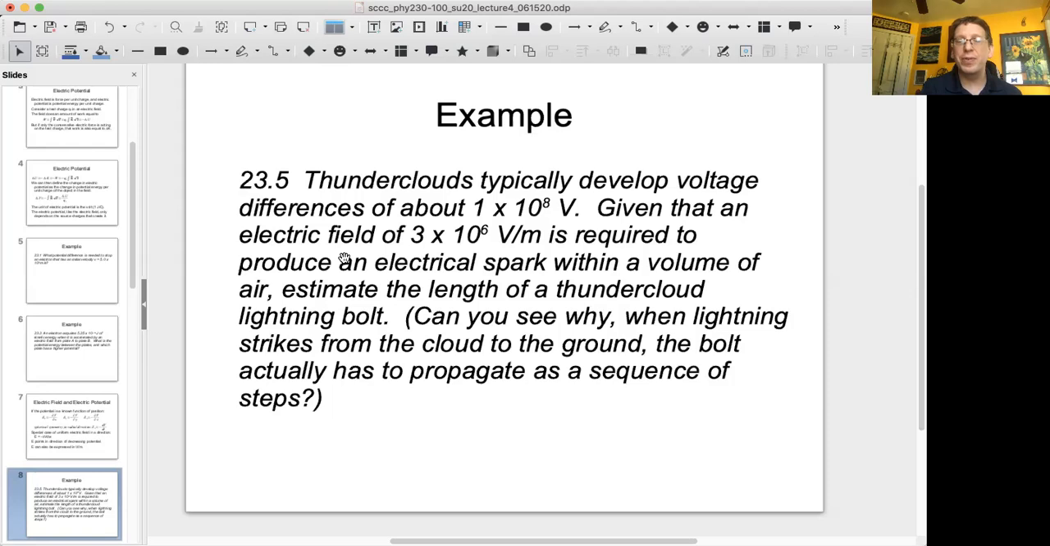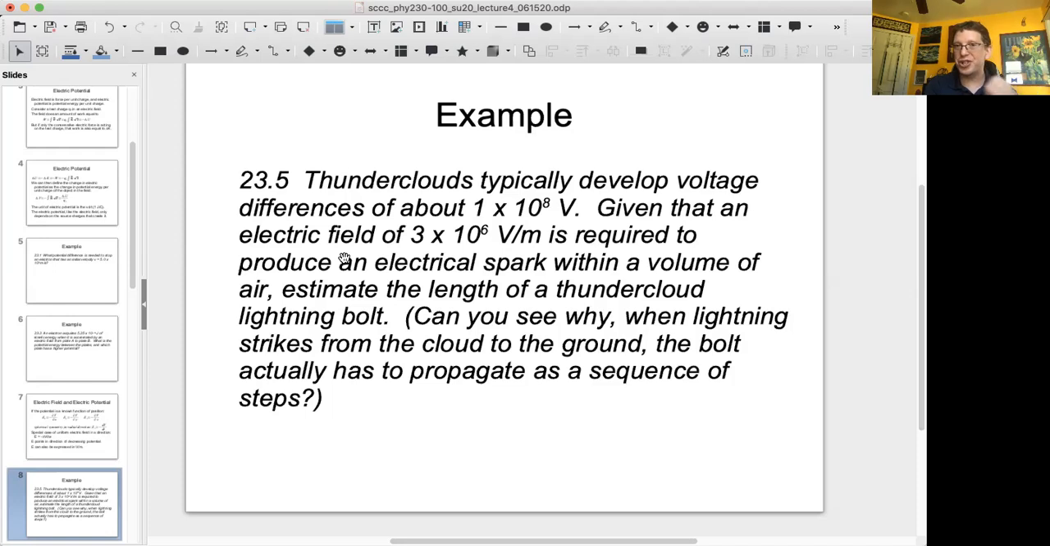Thunderclouds typically develop voltage differences of about 1 × 10⁸ volts. What happens in a thundercloud is that there's friction between the water droplets and the air. It's kind of like rubbing your hair with a balloon, for example. The charges will jump. If you have droplets brushing past each other, charges will jump from one to the other. And what typically happens is that you get a potential difference.